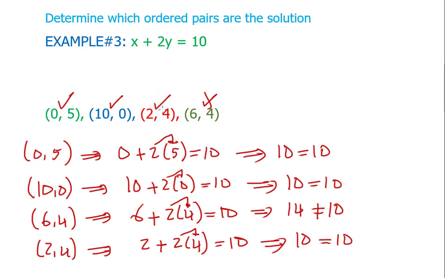So now you're learning how, when you have a graph, to check whether a value is a solution or not, and when you don't have a graph, you have to check one point at a time.